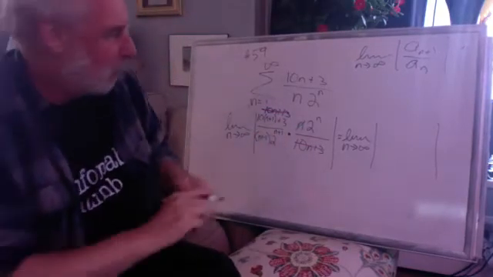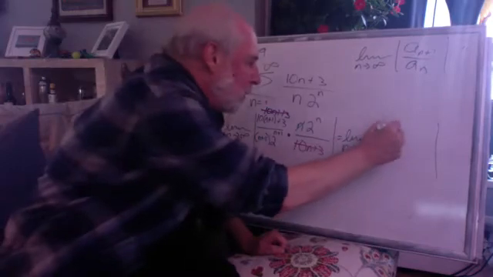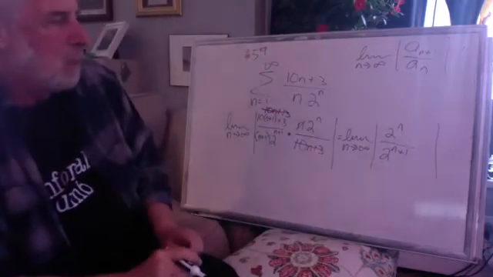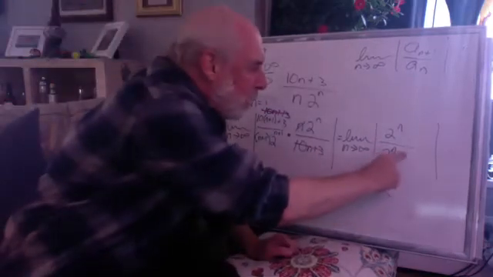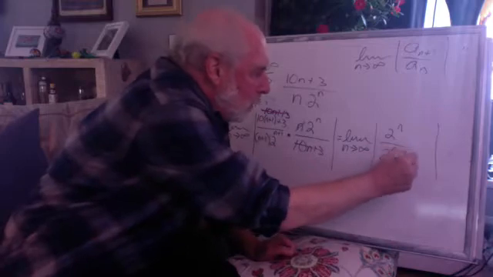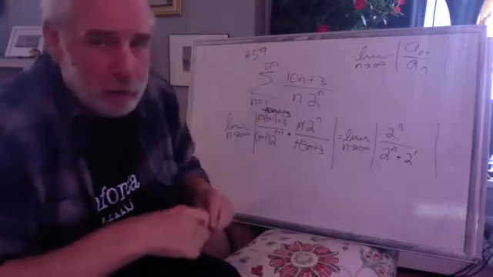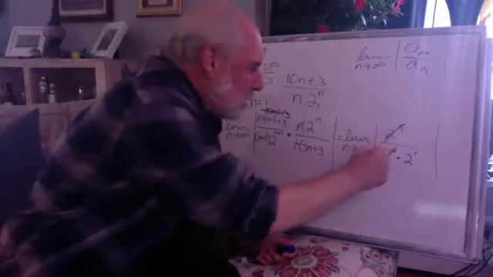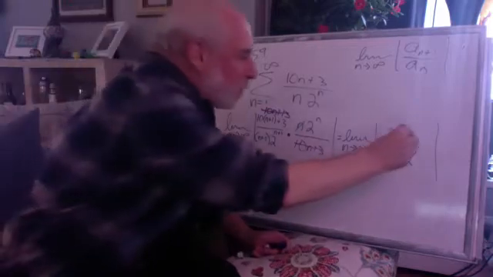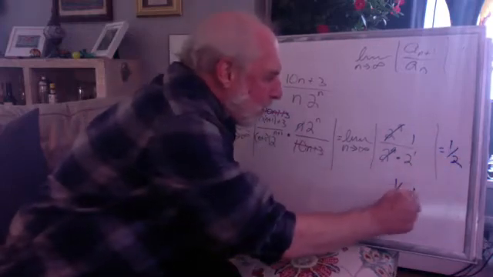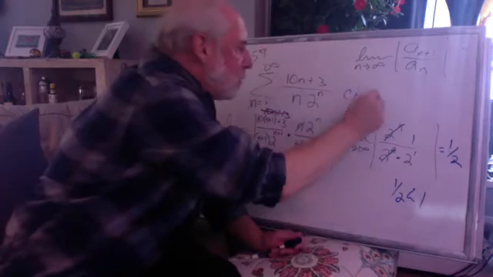And that will leave us with 2 to the n over 2 to the n plus 1. And 2 to the n plus 1 becomes 2 times 2 to the n. And now the two 2 to the n's cancel out. And that will leave us with just 1 over 2. So this whole thing equals 1/2. And since 1/2 is less than 1, this converges.